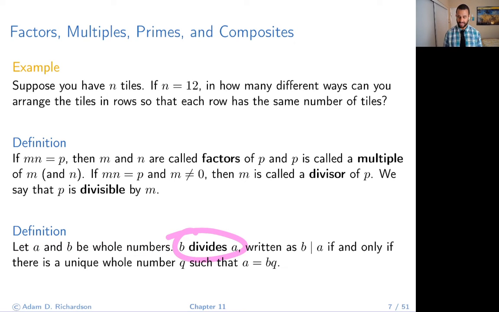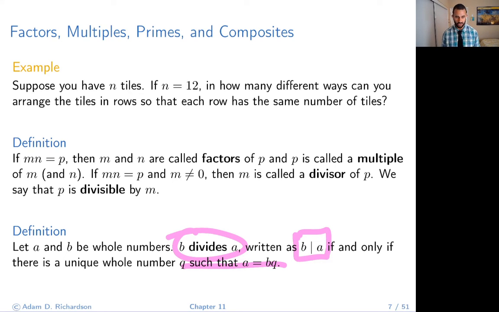b divides a, and we write it like this, if and only if there's a unique whole number q such that a equals b times q. Got what? Say that again? Yeah, exactly. This is why with definitions you have to read them and reread them and say them out loud and try to rephrase them, write them in your own language, that kind of thing.